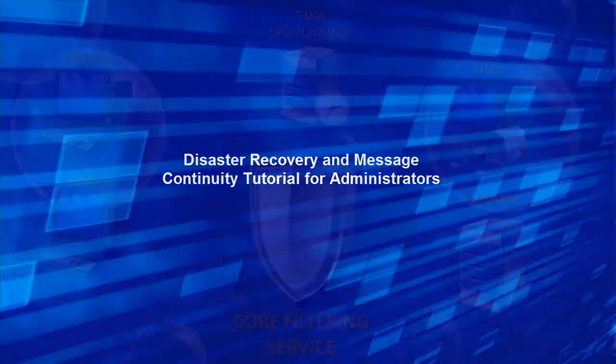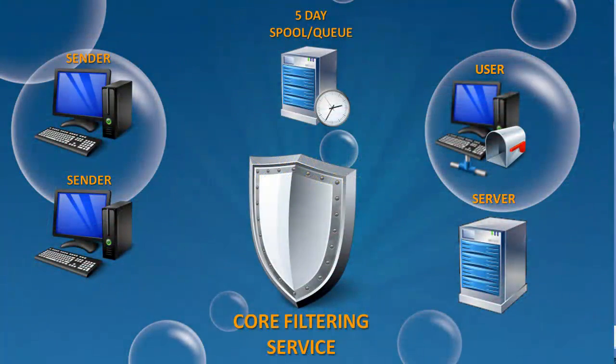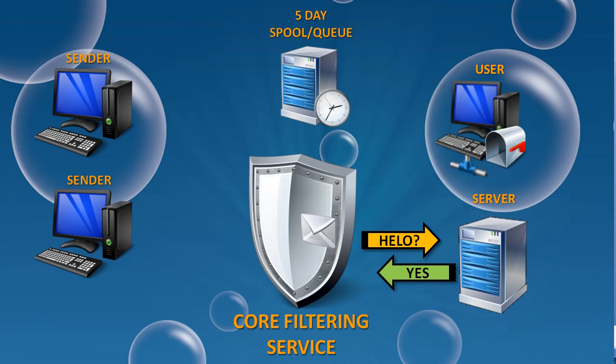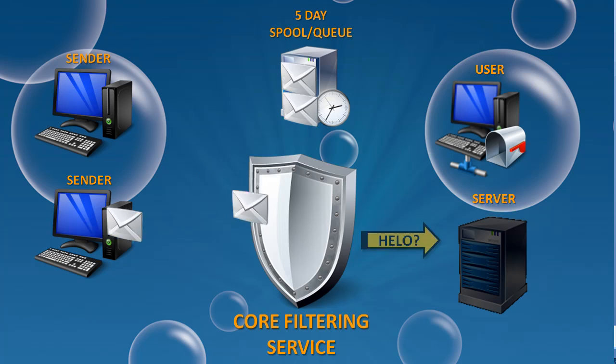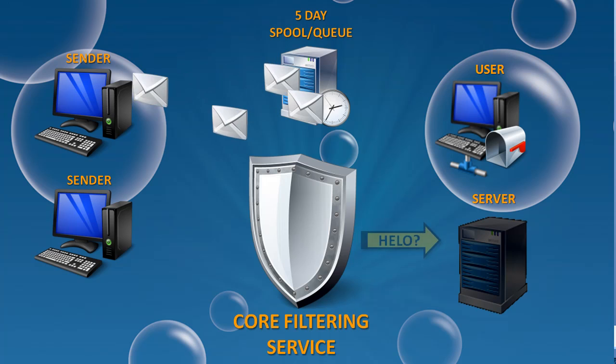Let's get started. Because of the nature and method of the core filtering service, connectivity to the customer network is constantly monitored. A 5-day storage-only disaster recovery service will spool or queue up email in the event SMTP connectivity to the customer network is lost. This is included with the core filtering product. DR can be in a state of spooling indefinitely, and as messages age into their 6th day, they expire and are bounced back to the sender.